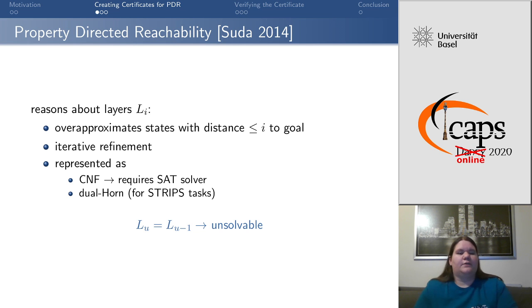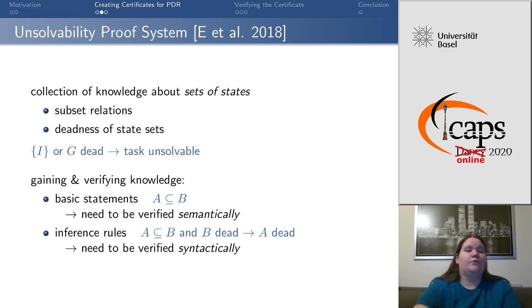Before showing how to create a certificate from that, I give a rough overview of the unsolvability proof system. This proof system is designed to collect knowledge about sets of states. We are interested in two different kinds of knowledge, whether sets of states are subsets of other sets of states, and whether sets of states are dead. And with dead we mean that no state within the set can be part of a plan. If we can now show that either the initial state or all goal states are dead, the task must be unsolvable, because they need to be part of a plan.